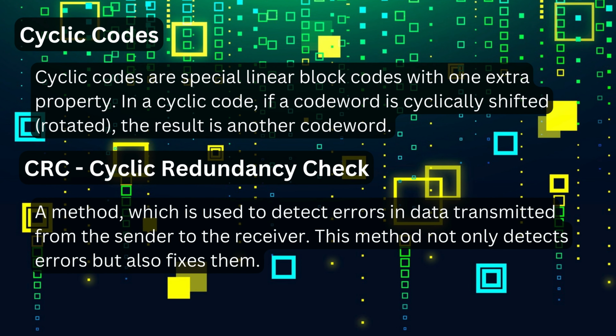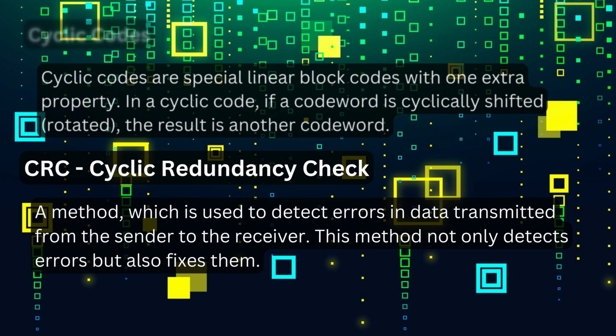Cyclic codes are special linear block codes with one extra property. In a cyclic code, if a code word is cyclically shifted, rotated, the result is another code word. CRC is a method which is used to detect errors in data transmitted from the sender to the receiver. This method not only detects errors, but also fixes them.